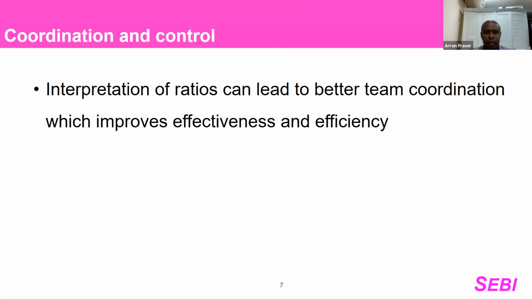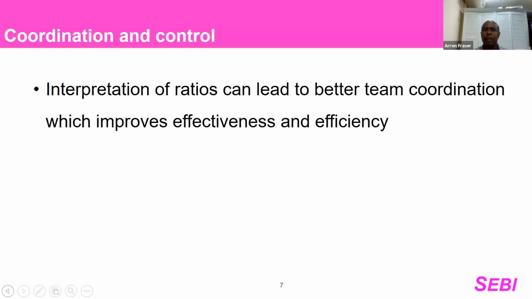In terms of coordination and control, the interpretation of ratios can lead to better team coordination, which improves effectiveness and efficiency. Take another ratio that we'll come to a little later on, the gross margin. The gross margin will tell you how much revenue you're deriving from the input you make. So it's a comparison between your revenue and your cost of sales.